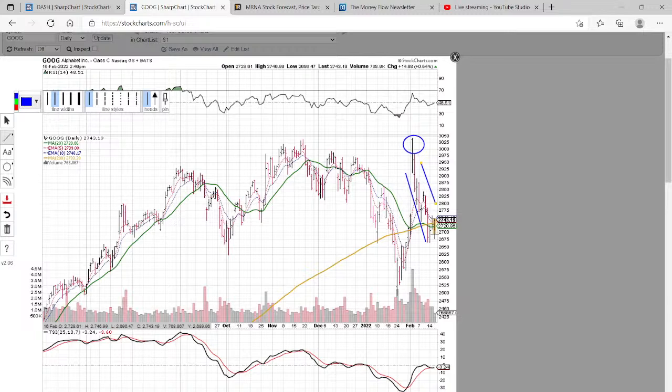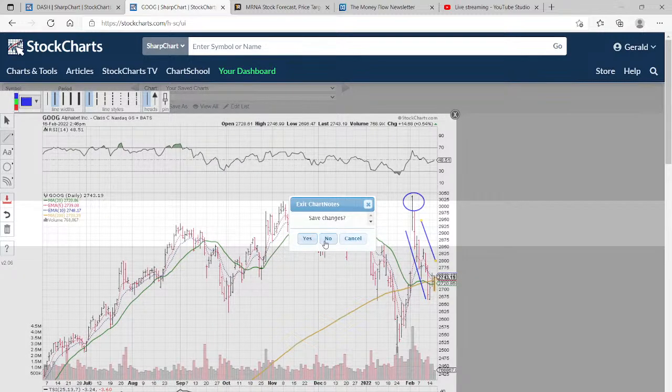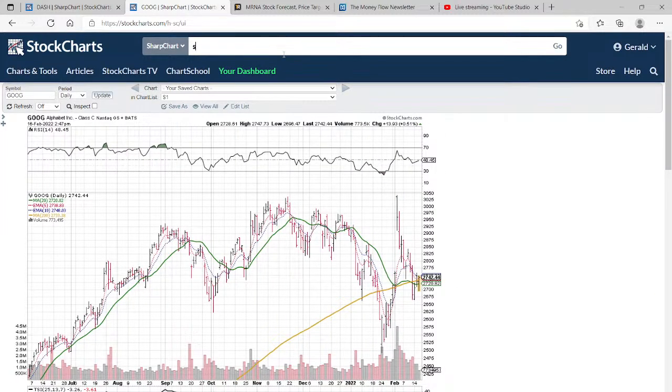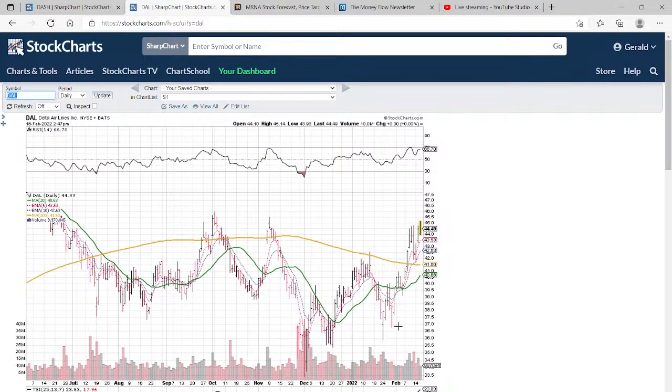Let's see. Trim Dallas. Shopify's getting smacked. Let's check out Dallas. Delta. Yes, sir. My man asked about trimming Delta.